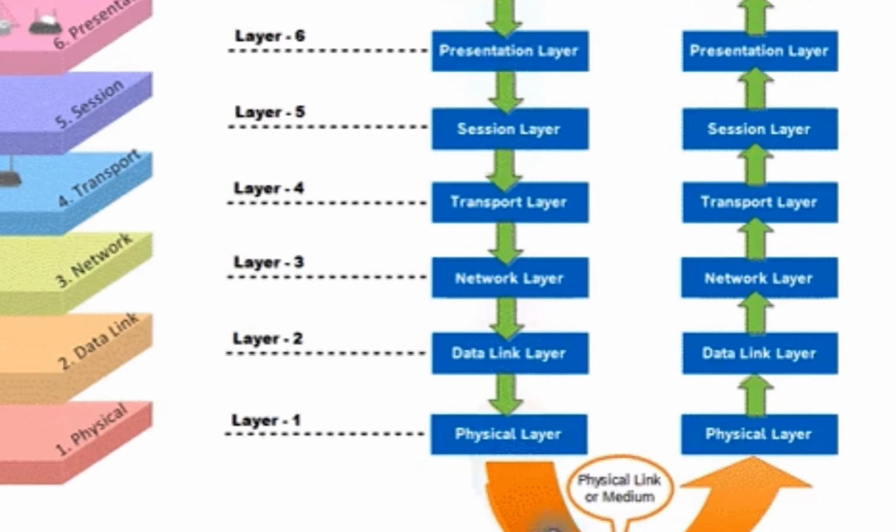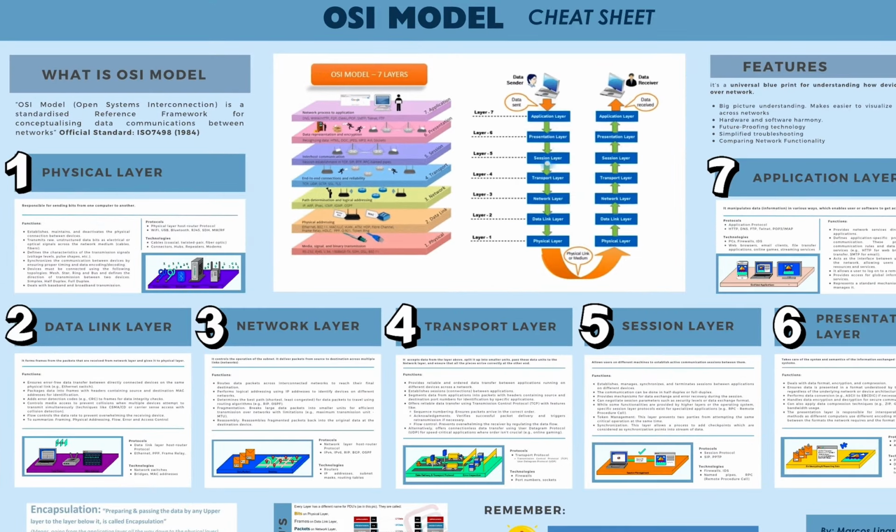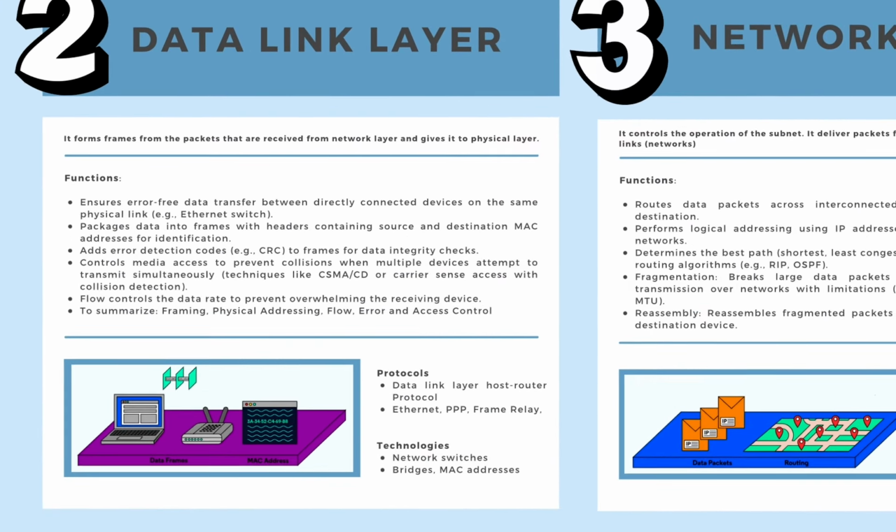The other thing is when we are sending data. And the main descriptions on each of the sections are basically involving the sending of the data. So it forms frames from the packets that are received from a network layer and gives them to a physical layer. What are the main functions of this layer?